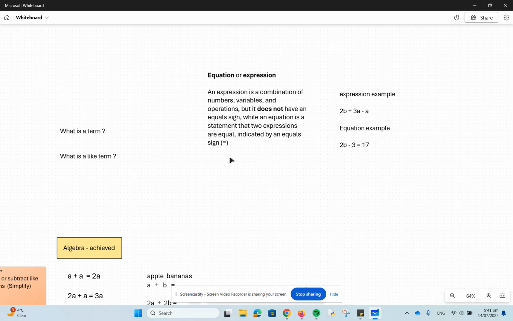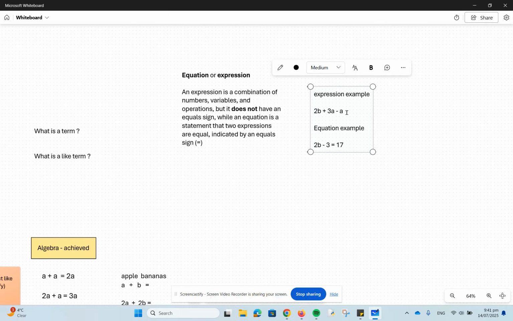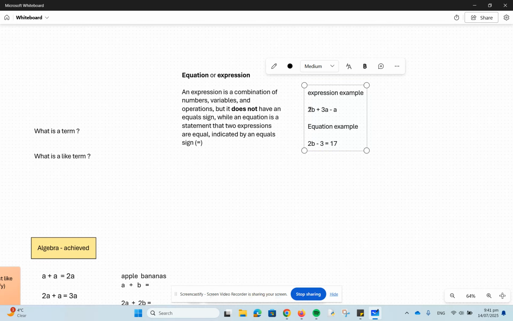So we'll go over to some equations and expressions here. Now, you also want to know what an equation and an expression is. An expression is where you get given some letters, numbers, and operators. Plus and minus are operators, and you have to simplify it, so you join together what you can or subtract and make it as simple as possible.